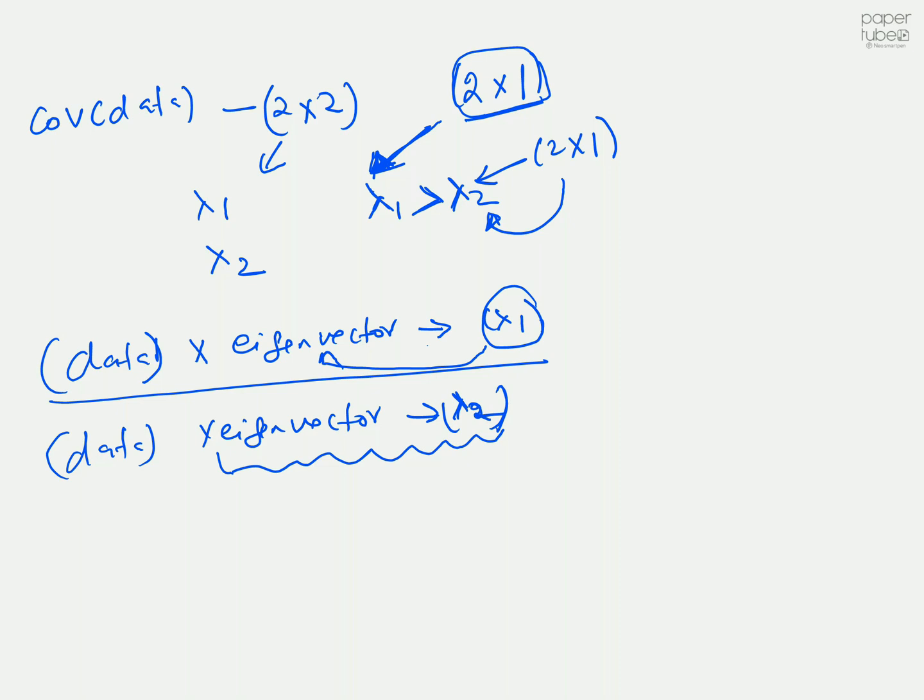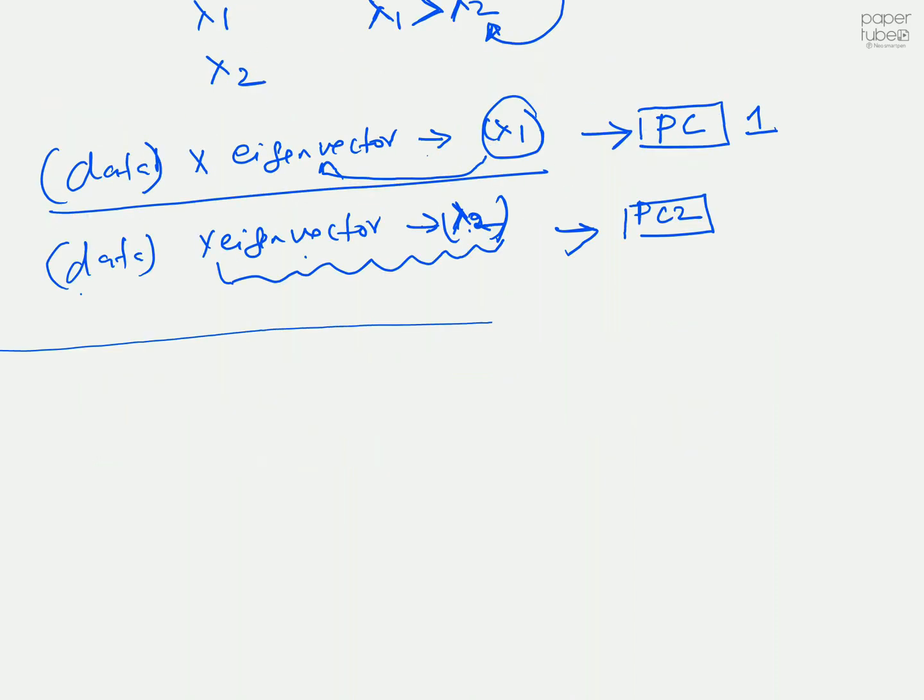So since lambda 1 is greater than lambda 2, the principal component that we obtain from lambda 1, we call principal component 1, and the principal component that we obtain by multiplying the data by the eigenvector that corresponds to eigenvalue lambda 2, we will call PC2, or principal component 2. So that's the PCA algorithm. So using this algorithm we can solve the given problem.